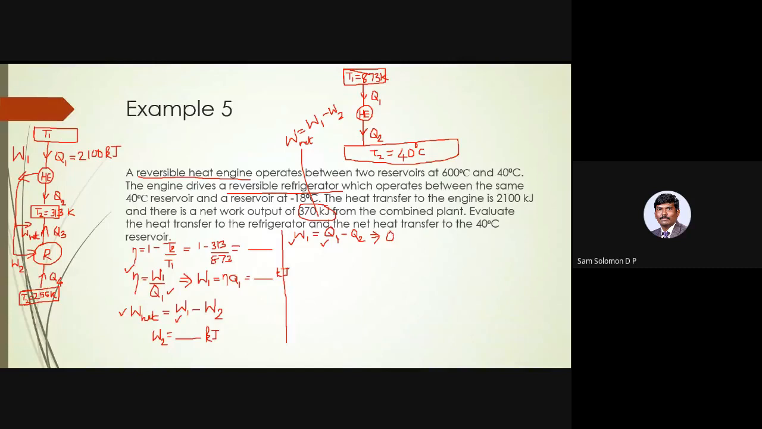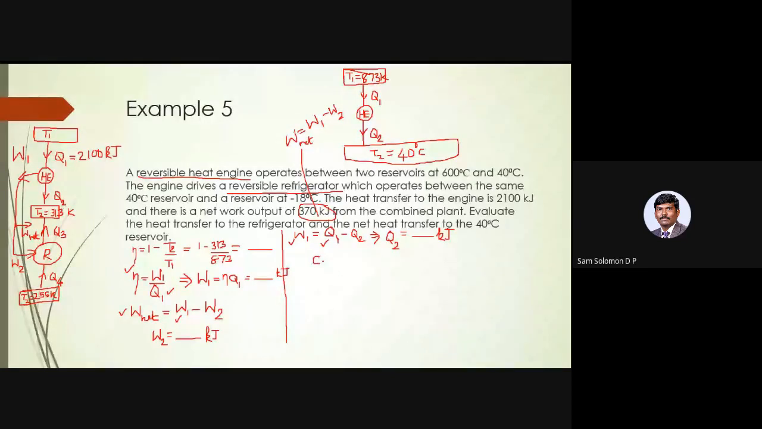Why do we require the value of Q2? Because that is also one of the heat transferred to the 40 degree centigrade reservoir. So this is something in kilojoule. So Q2 is equal to some kilojoule. Okay. And now let's come to the refrigerator. They have said that it is a Carnot refrigerator.